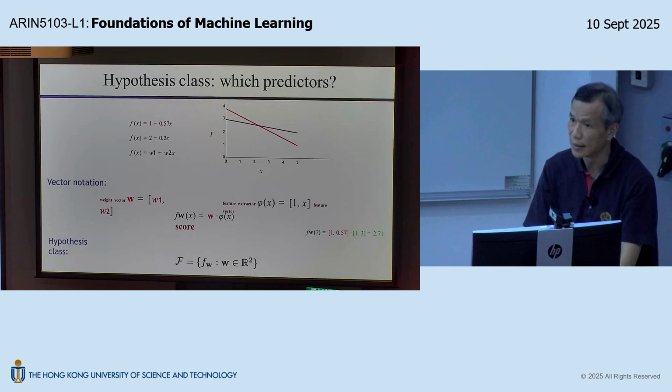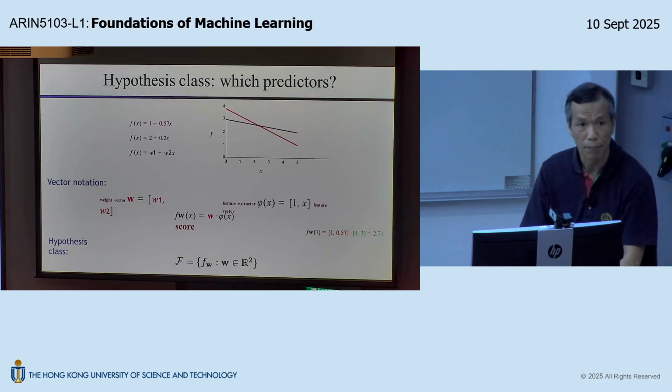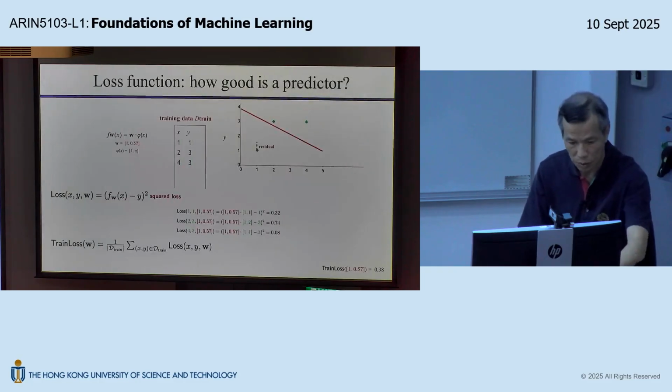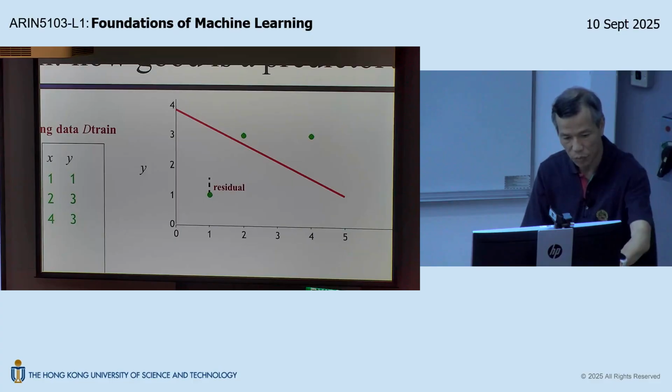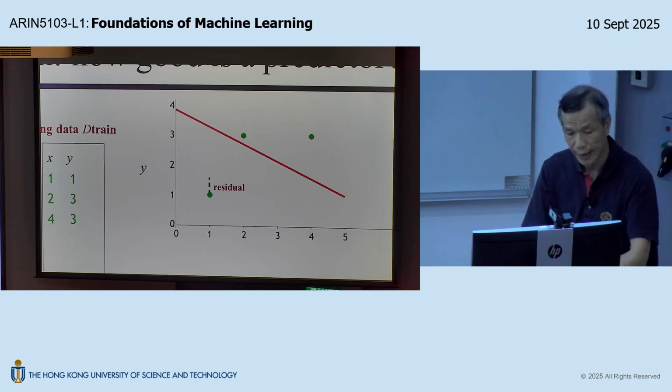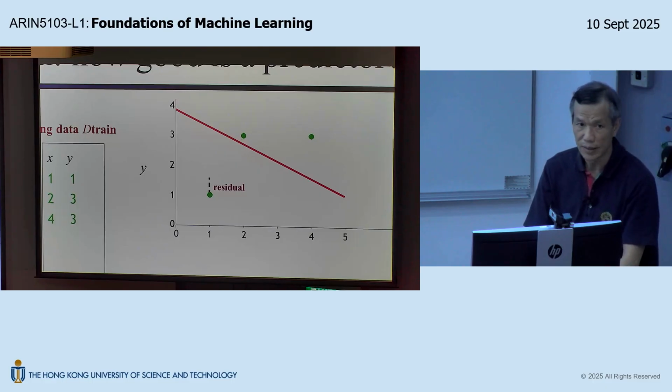The next thing is you want to specify the loss function. Say for example, you have to tell me whether this red line is good or bad. So how do we do this? Recall that this is what we have: the 3 dots, which are the training samples, and this is your model. Obviously it is not good.